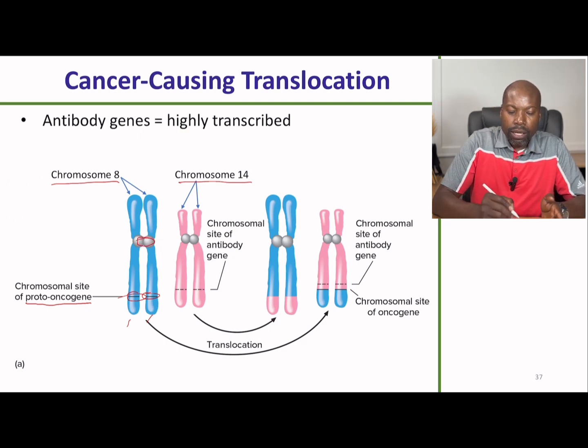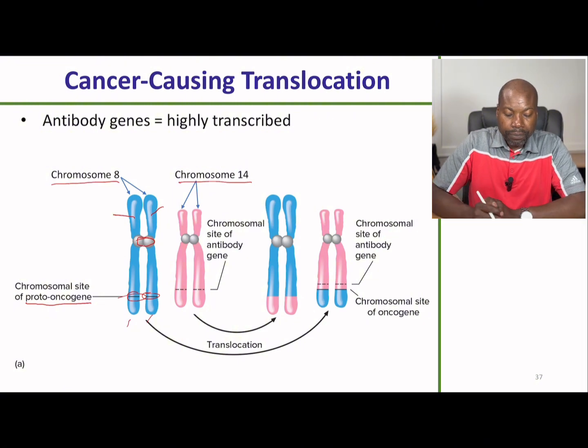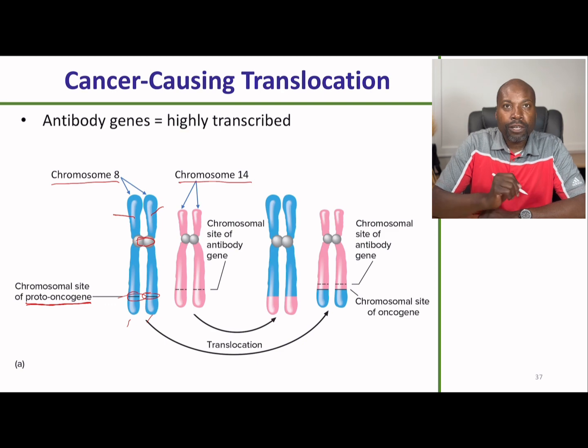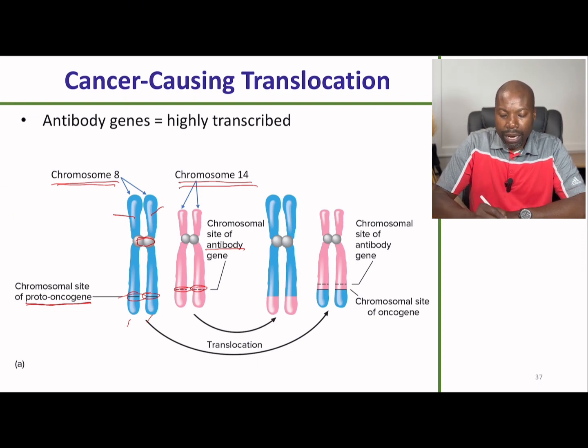Now we have a centromere. We have one sister chromatid and another sister chromatid, okay? You understand that. So now, that proto-oncogene is located on chromosome 8. On chromosome 14, we have a gene encoding antibody, right? That gene is located right here, all right? So now, in a translocation that occurs between chromosome 8 and chromosome 14, this segment is going to move here, while this segment is going to move here. As a consequence, we have a translocation here and here.